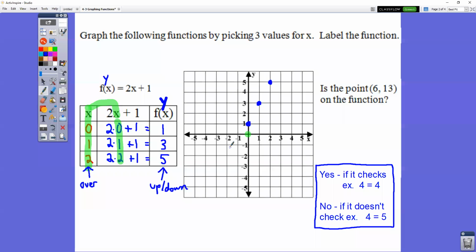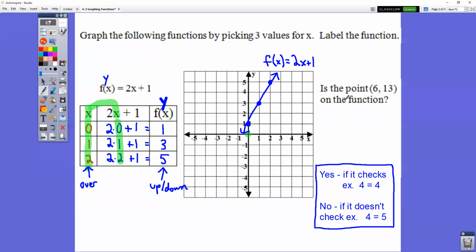You should end up with 3 dots for every single question, just like we did before. Connect your dots to form your line. Make sure that you put arrows on the ends of your lines, and you should label your line. On a Regents exam, on a state test, if you don't label your line, you will lose points. So that's what our line looks like.